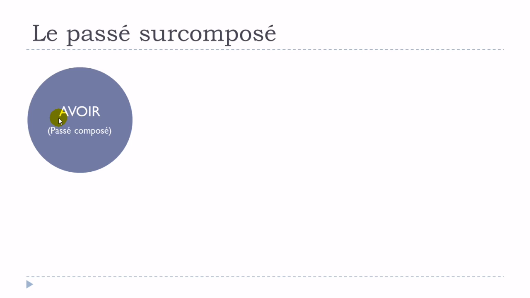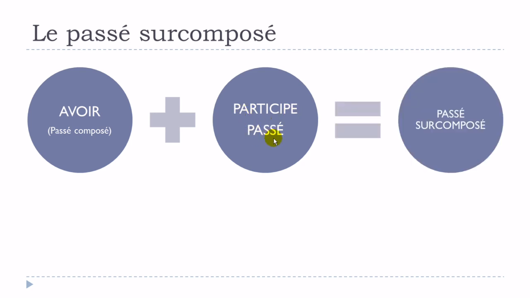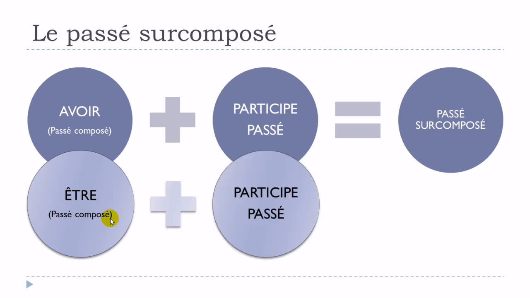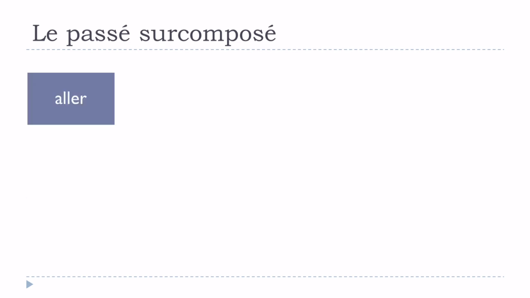So first, you will use this avoir, in most of the cases, of course. And then this avoir should be at the passé composé. Then you will put, as we saw, this participe passé form, and you will get your passé surcomposé. Remember, in some cases, as we saw for aller, you will use être, but still, it's exactly the same concept. Être should be at the passé composé form. Then you will put your participe passé, and you will get your passé surcomposé form. Okay, so let's see the exceptions.